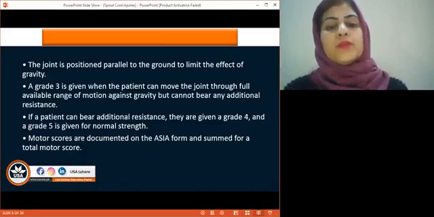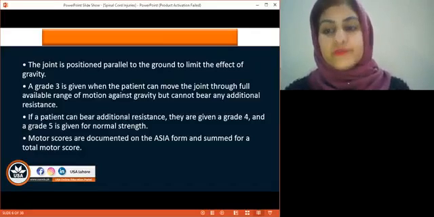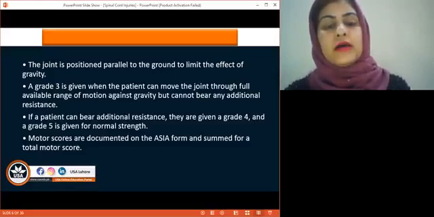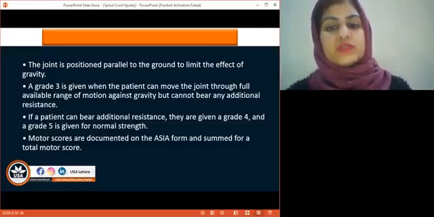So that's how the motor examination is done, from scale 0 to scale 5. You just have to follow the instructions and assess the strength, the power found in the muscle of the child.